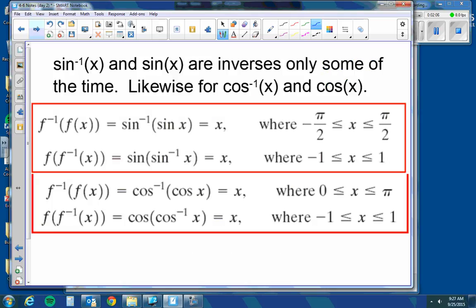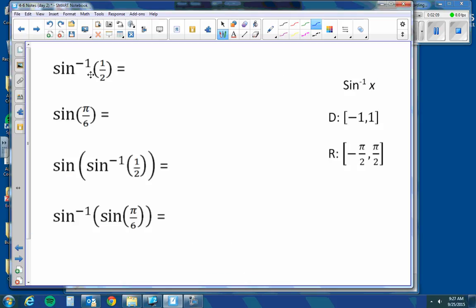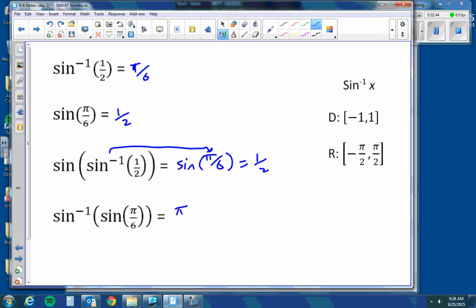All right, now let's start doing some of these. What is sine of pi over 6? 1/2, yes, for sure. So inverse sine of 1/2 is pi over 6. Now you could do these problems by actually doing the math like we just said. Inverse sine of 1/2 is pi over 6, and then sine of pi over 6 is 1/2. And here if you do the same thing, you get 1/2 right here, and pi over 6.